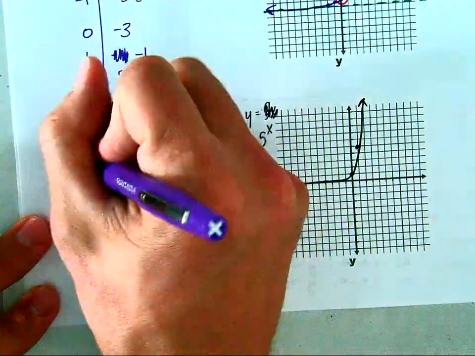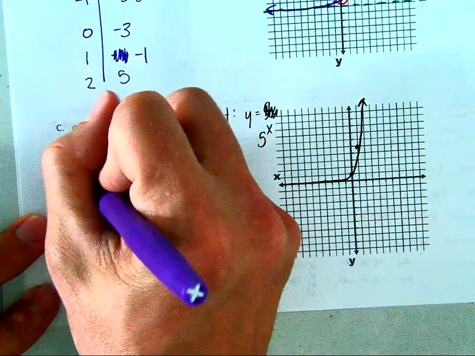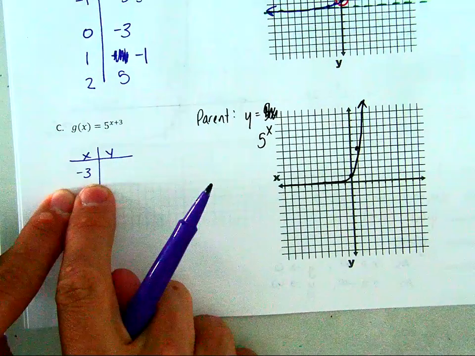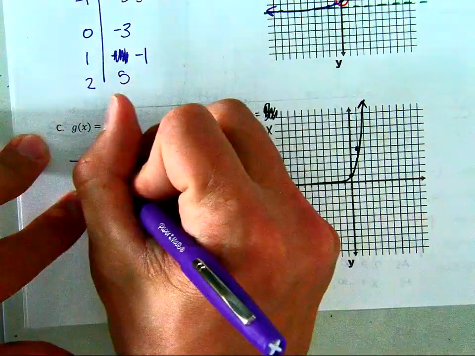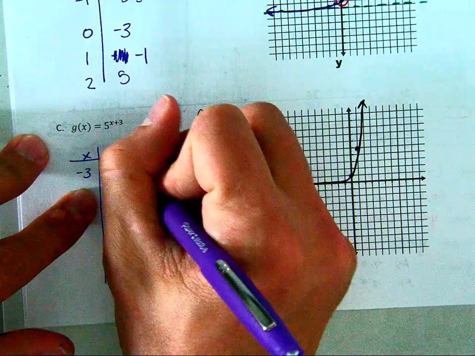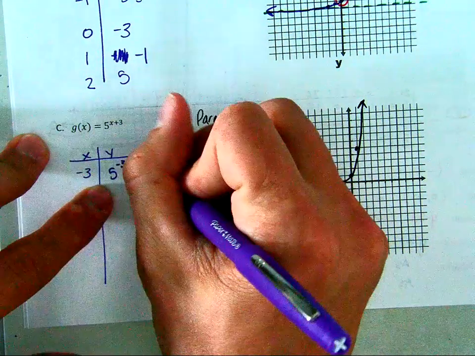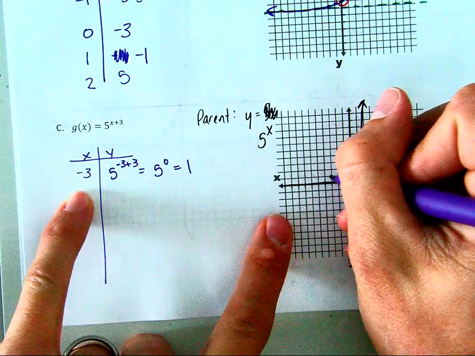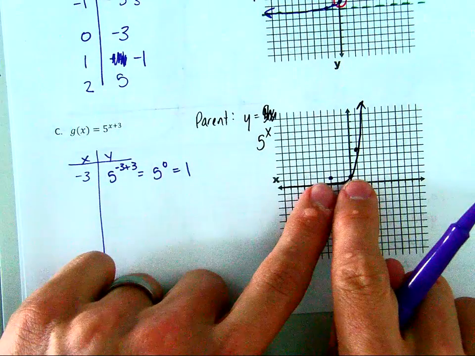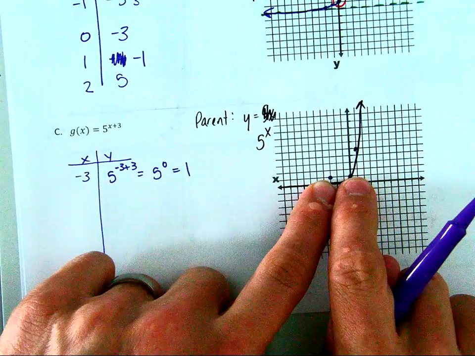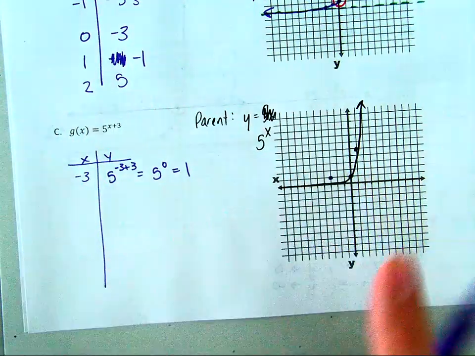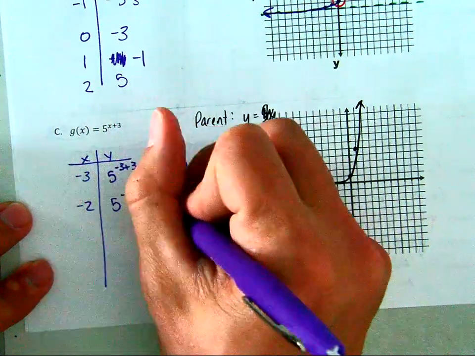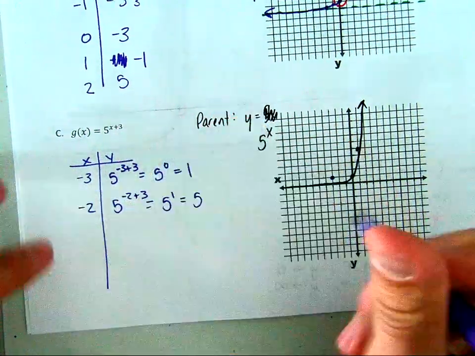So I'm using -3, and I'll tell you why here in just a second. When we plug -3 in, we say 5^(-3+3) gives us 5^0, which is 1. So at -3, we're at 1. Already you can kind of see what's happening right here. This point is being shifted over. At -2, 5^(-2+3) equals 5^1, which is 5. So at -2, we can see it's being shifted over 3.